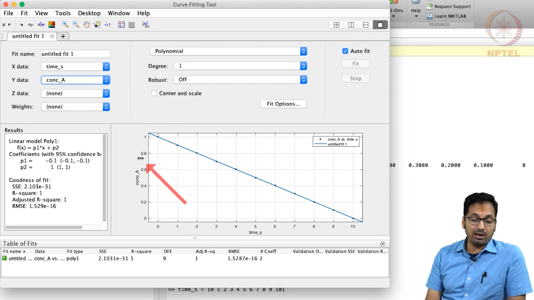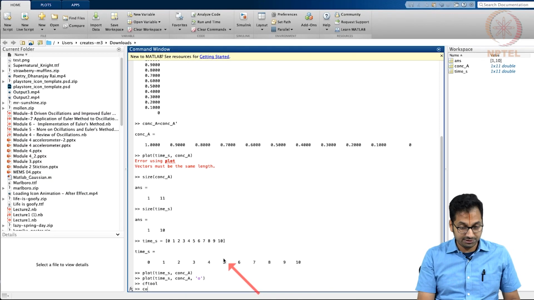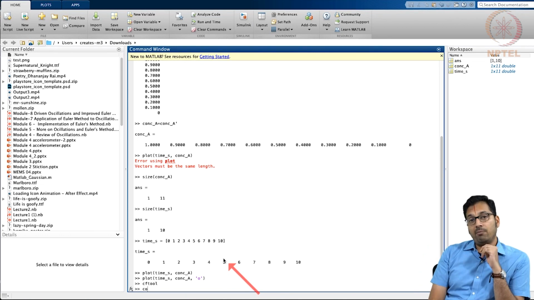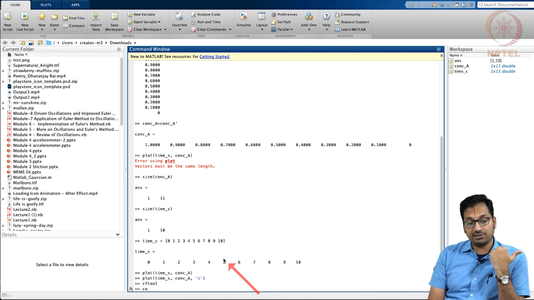So now that we have done this, can we do the same thing for the concentration of B? However, if you remember, we just saw that if you take just the initial set of data points, you could fit to something which fits reasonably to a linear plot. However, you will be misinterpreting a first order reaction as a zero order reaction. So that is not something good. So one way of doing it is to read the entire set of data.